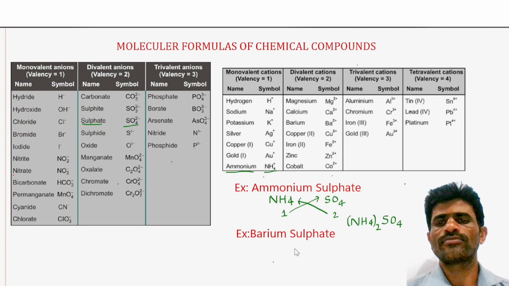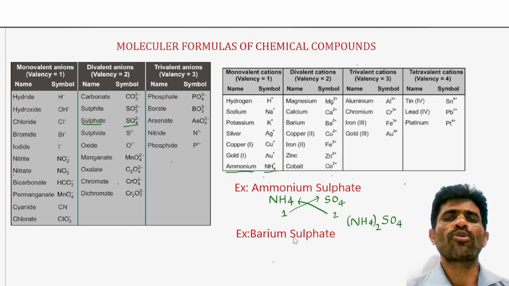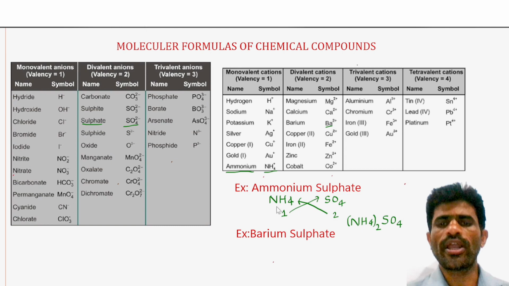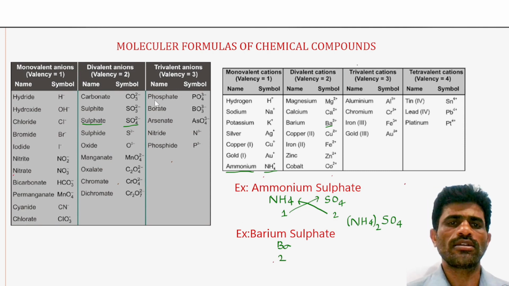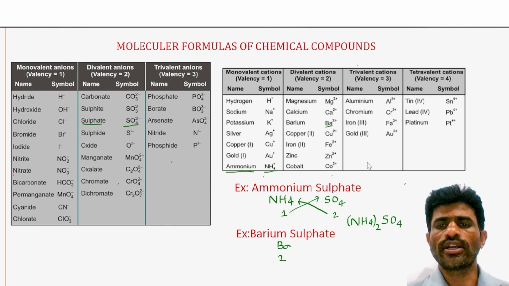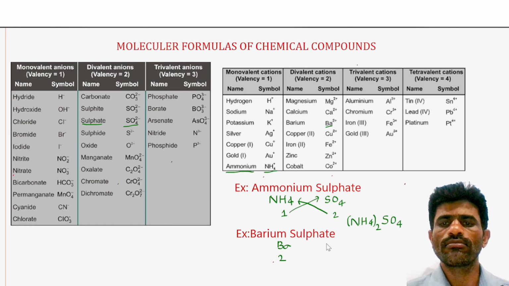Hope you understood. Now let us see one more here, barium sulfate. Taking the same process, we have to see the symbol of barium and its valency. Barium is Ba and valency is 2. So we have to write here barium, Ba, and valency of barium is 2. It is a divalent cation. Now coming to sulfate, it is SO4, so we have to write here SO4 and its valency is also 2.